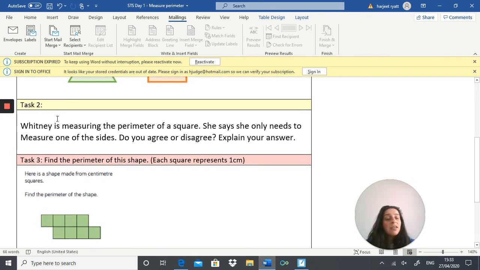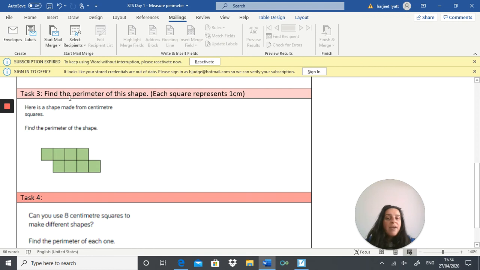Task 2 is asking you a question. It says, Whitney is measuring the perimeter of a square. She says she only needs to measure one of the sides. Do you agree or disagree with her? Explain your answer. And you really need to think about a square and the properties of that shape. And then you can write down whether you agree or disagree with her. I'll be really interested to see what you guys say. And I might even share some answers tomorrow in my video.